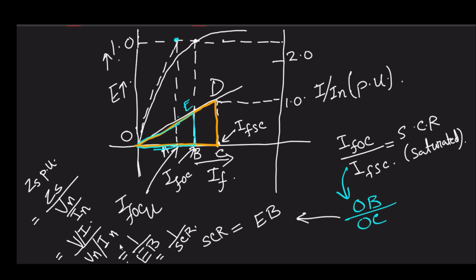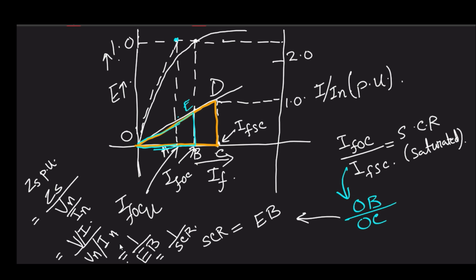In zero power factor characteristics, first let me describe the arrangement. In zero power factor characteristics, it is a characteristic that determines armature reaction MMF and armature leakage reactance. You can find them separately from this zero power factor characteristics.